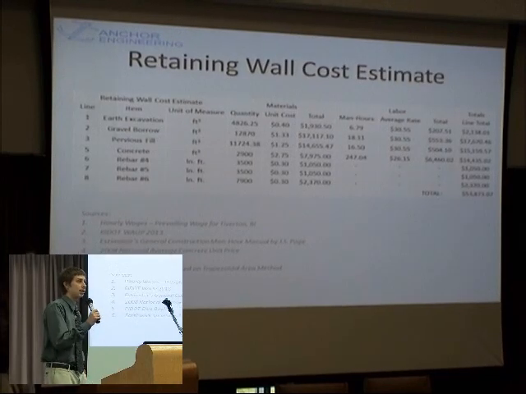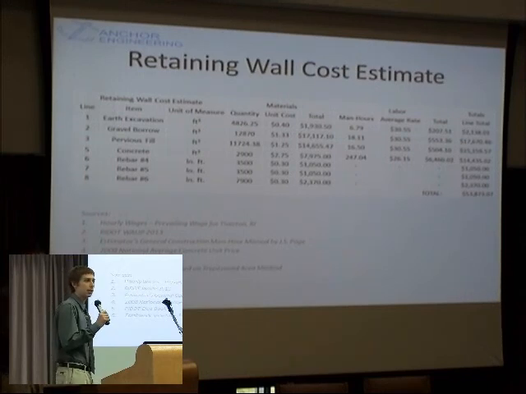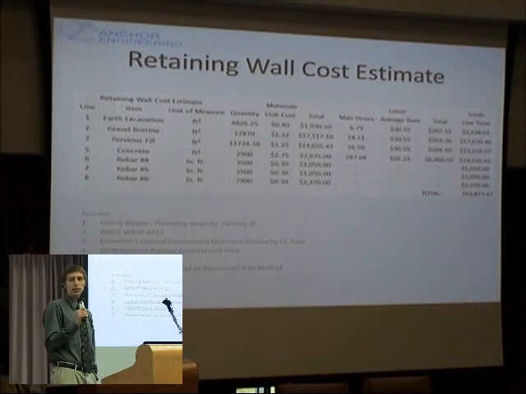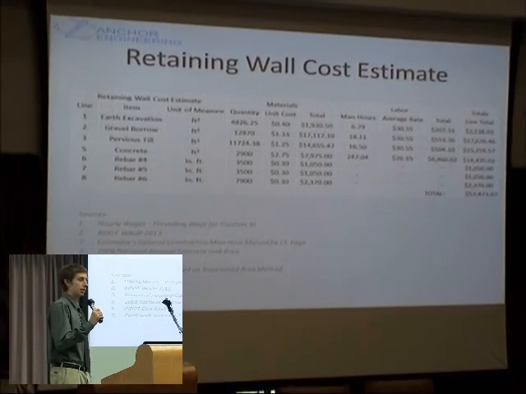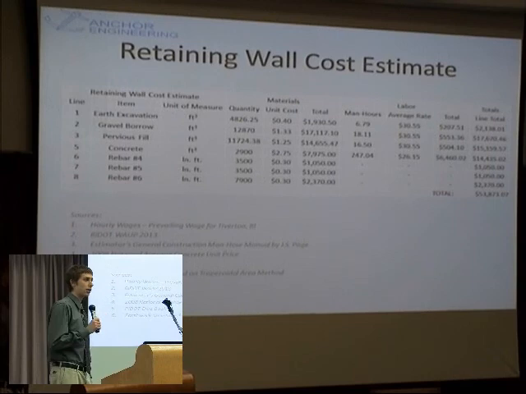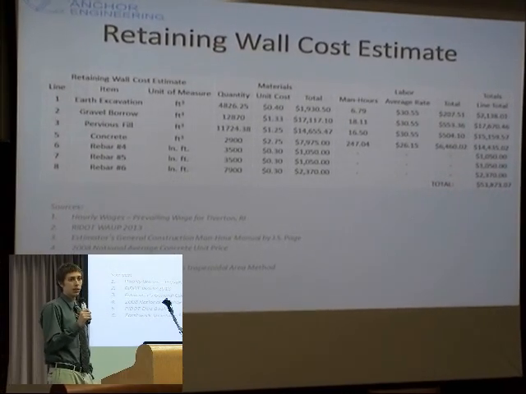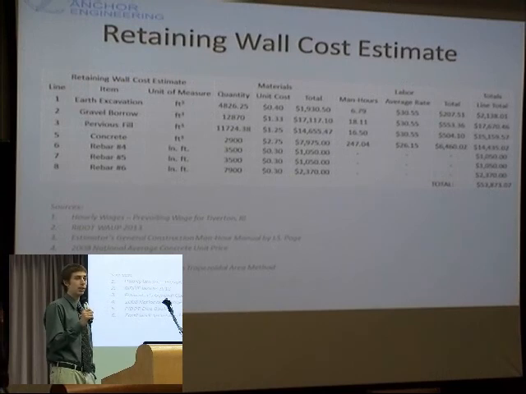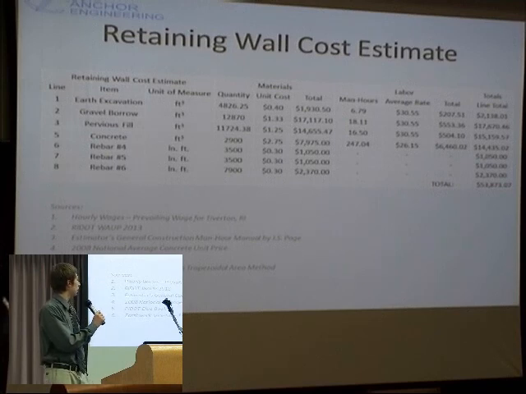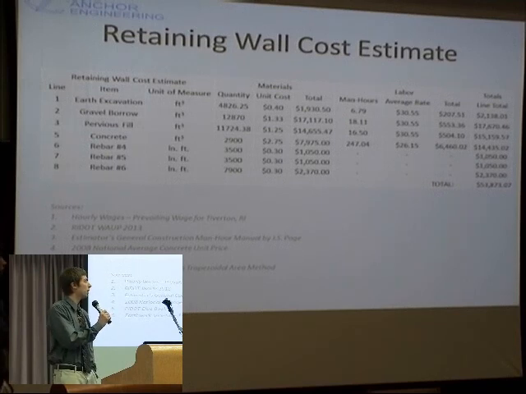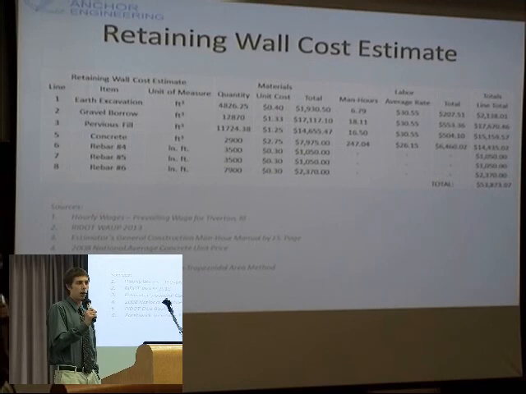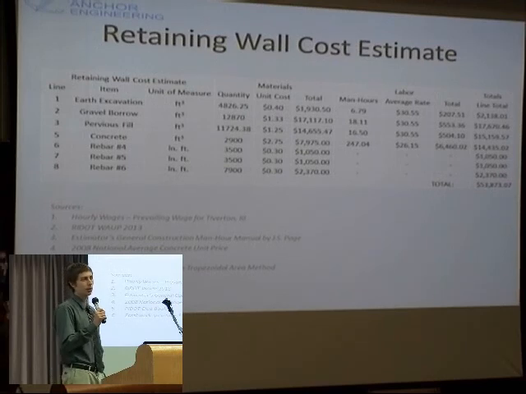I also performed a cost estimate on the installation of this wall. I'll run through this quickly, just to give you an idea where some of these numbers came from. All the earthwork quantities I calculated myself using the soil profile I showed you, the cross-section I showed you, and the proposed grading plan. All of the earthwork unit prices came from the 2013 RIDOT weighted average unit price database. Man hours were calculated using formulas found in the estimator's general construction man hour manual, and hourly wages are the prevailing wage interpreted for the appropriate operator or laborer needed to complete that item.